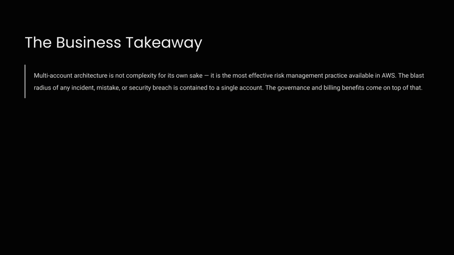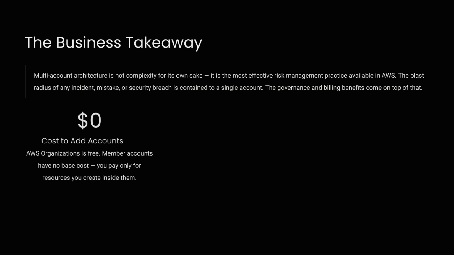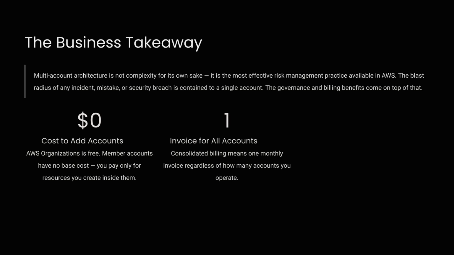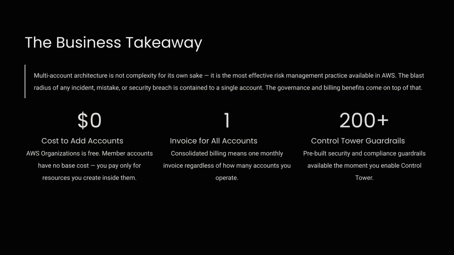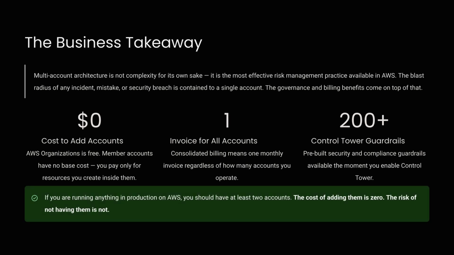Multi-account architecture is the most effective risk management practice in AWS, containing security incidents to a single account. The cost to add accounts is zero. You get one consolidated invoice, and Control Tower offers over 200 guardrails. If you're running production workloads, the risk of not having multiple accounts far outweighs the zero cost of implementing them.